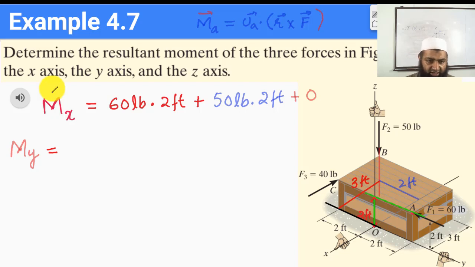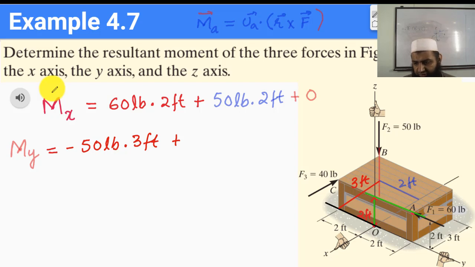So we can say that the moment of this 50-pound force is going to be in the negative direction, and this is going to have a negative sign because this is producing a clockwise moment. So I can say that this is equal to minus 50 pounds times 3 feet. And there was a zero contribution from this force F1.